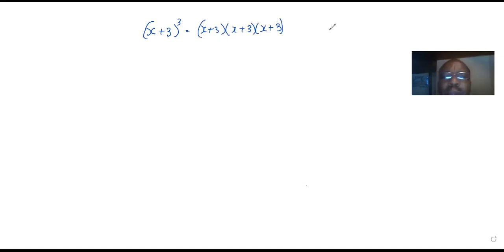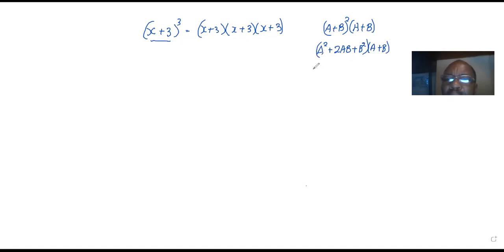Now, if I have a plus b squared, and a plus b is the same as that, cubed. But this one here will give me a squared plus 2ab plus b squared into a plus b.